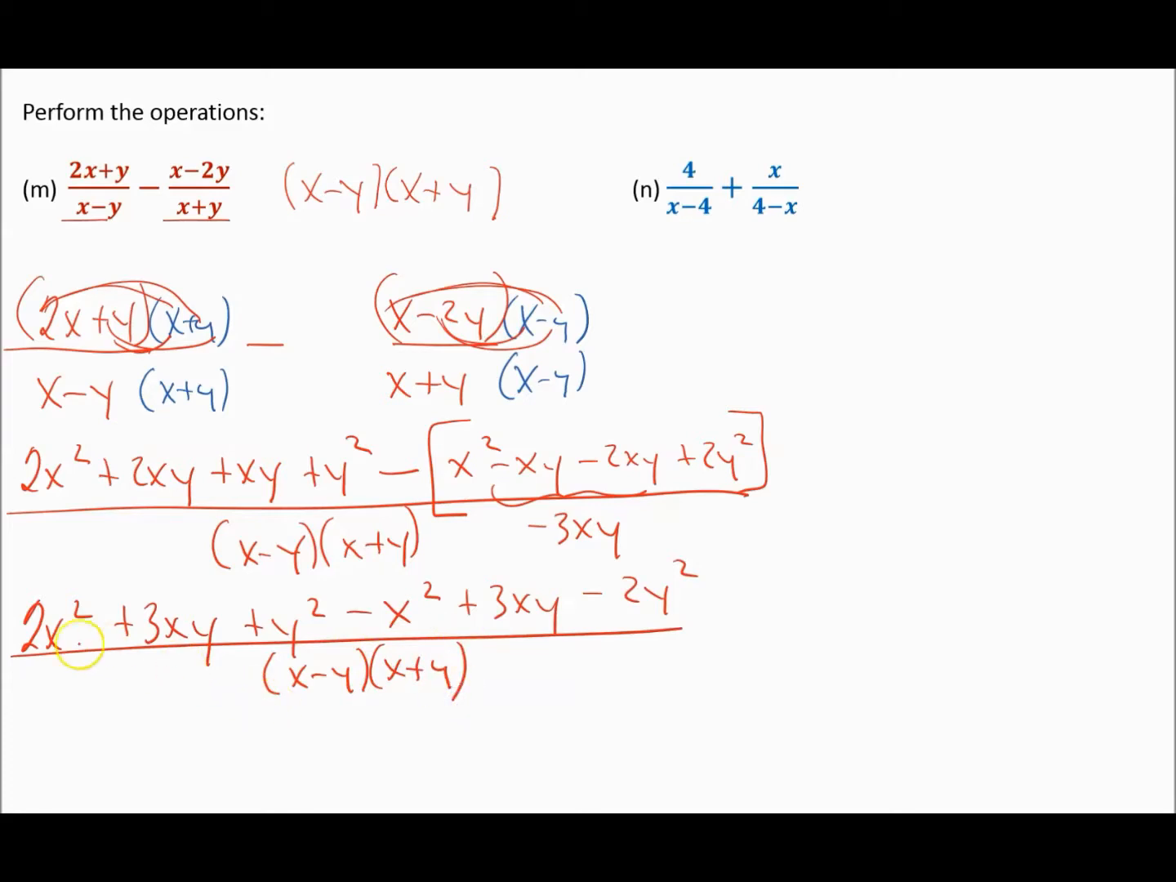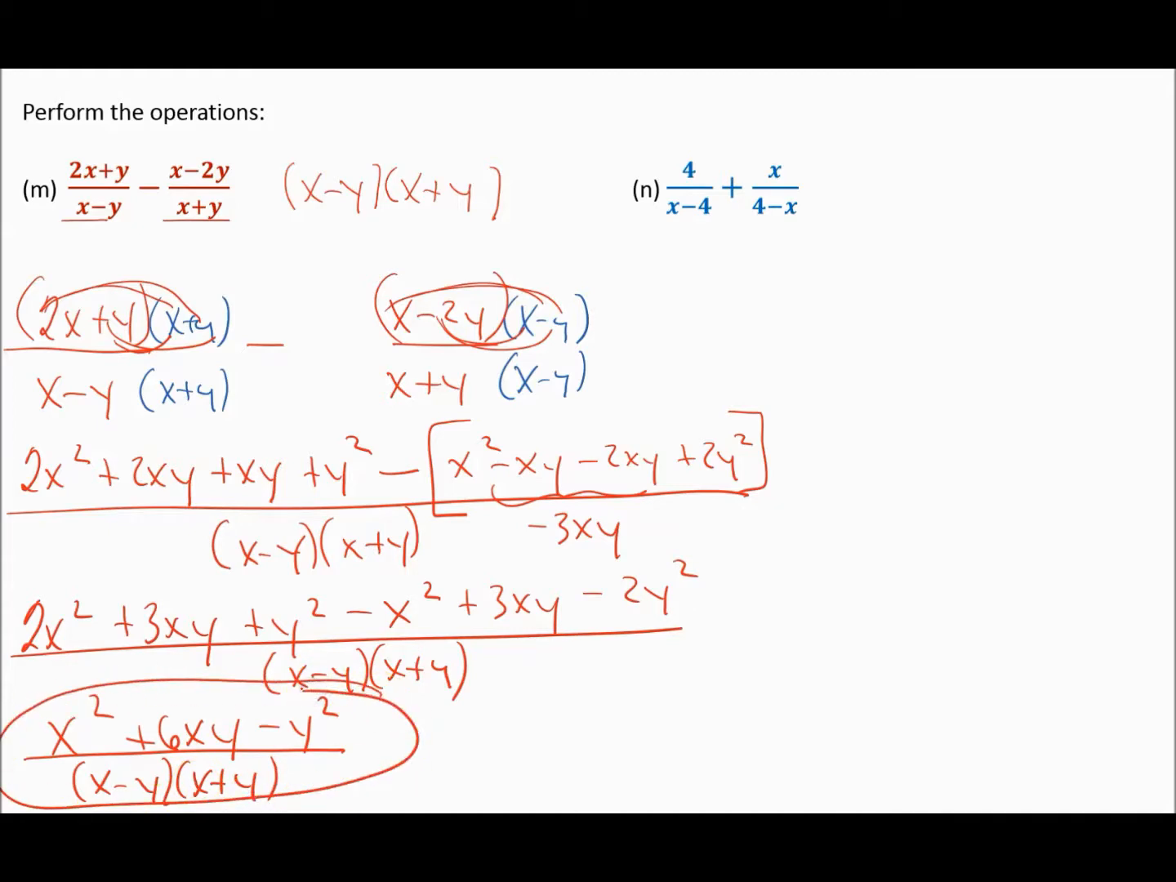Alright. And then like terms, 2x squared I can combine with a negative x squared, which gives me 1x squared. 3xy plus 3xy is 6xy. y squared minus 2y squared is going to be negative y squared. All divided by x minus y times x plus y. I should be looking to see if I can factor. Are there numbers that multiply to be negative 1 and add to be 6? And there just aren't. So this is completely factored.